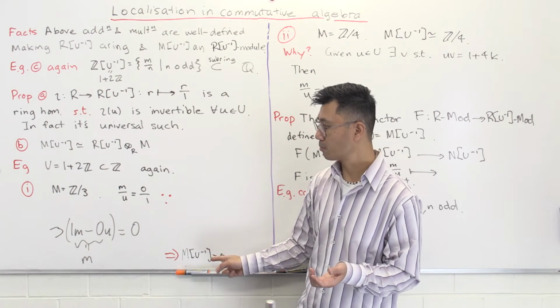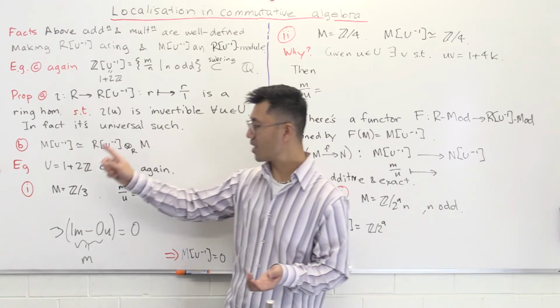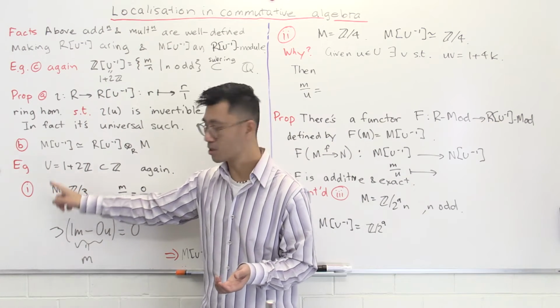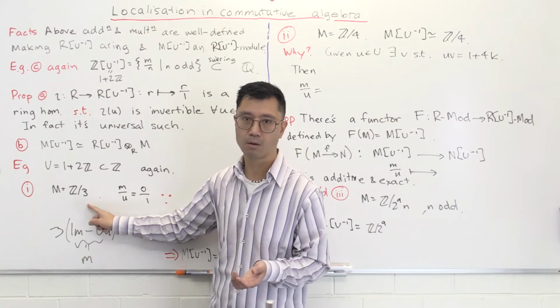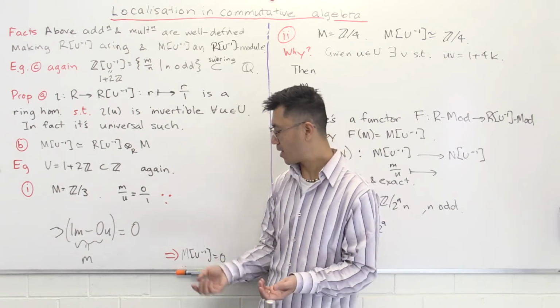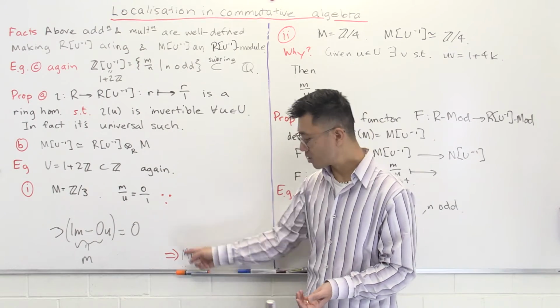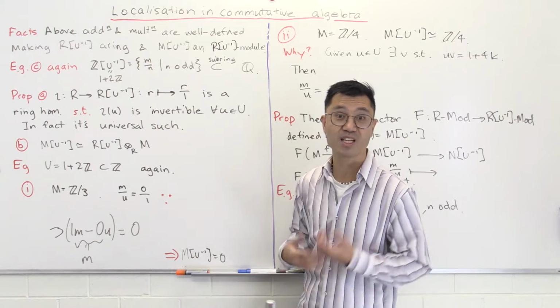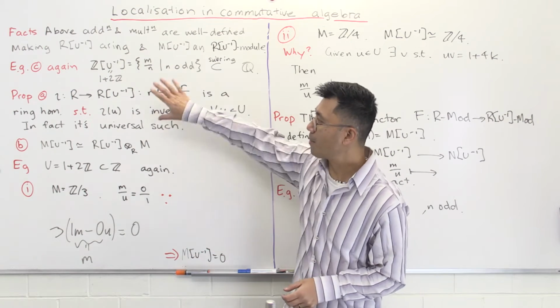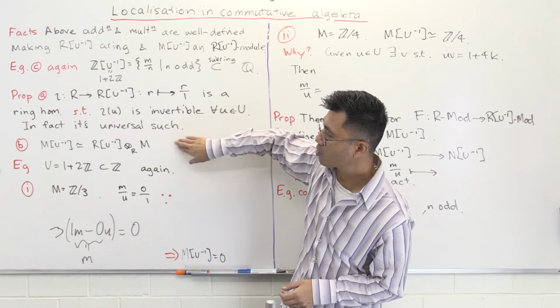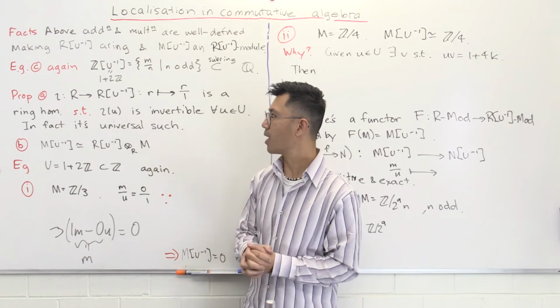It's invertible. So 3 acts both as a unit on m, because it's invertible, and it also acts as 0. So the only way it can act both as a unit and as 0 is if this localization here, this M u inverse, is 0.